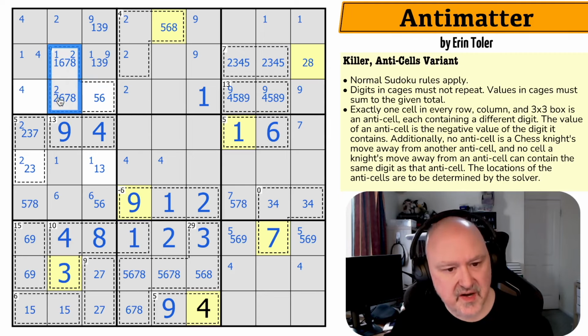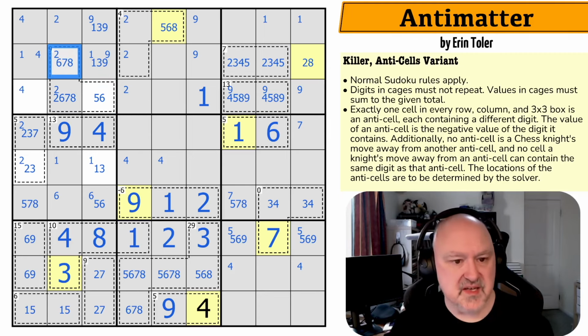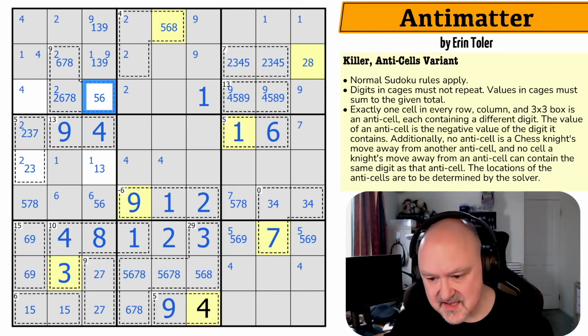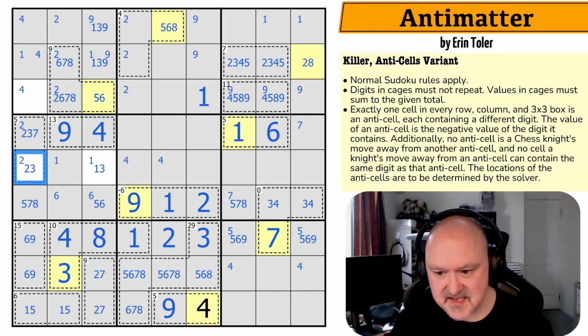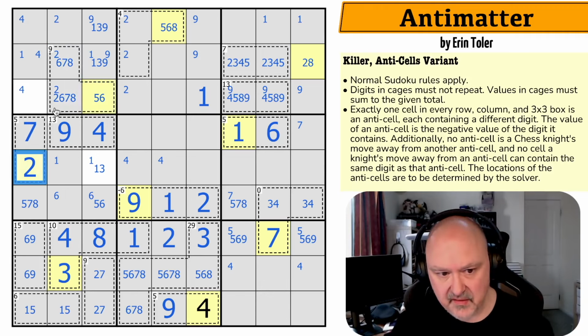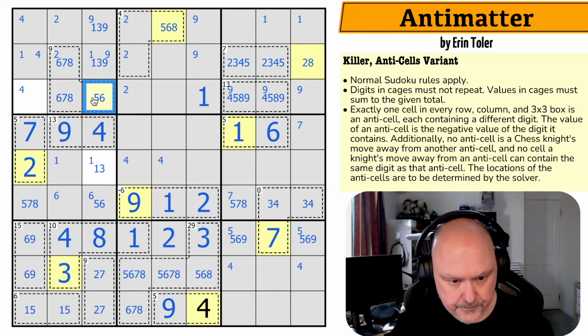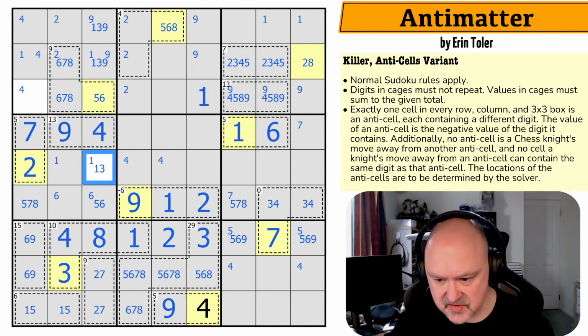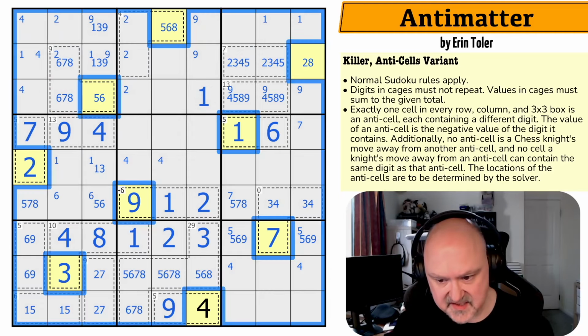Which means there's no 1 in this cage, which means with no one in the cage, that is the anti-cell. And means this is the anti-cell, which means that's the 2 and that's the 7. I don't think that's phenomenally elegant. There is no 2 here now. This is not an anti-cell. This is not an anti-cell. And I have all of the anti-cells.